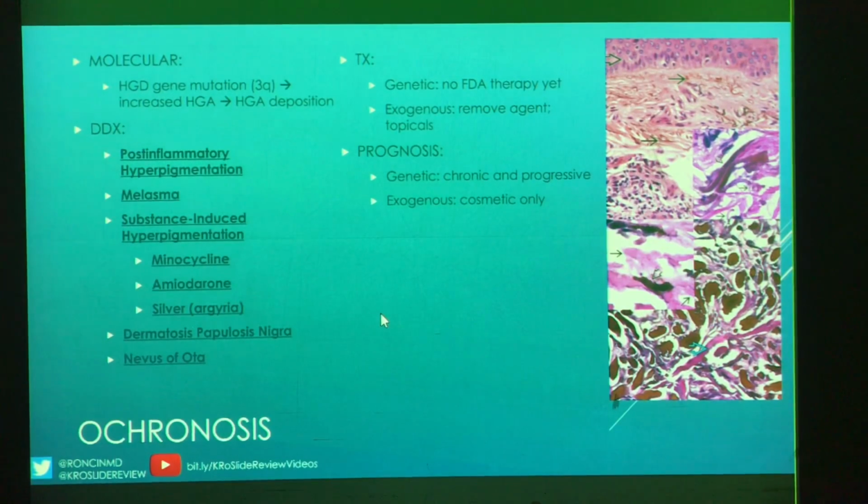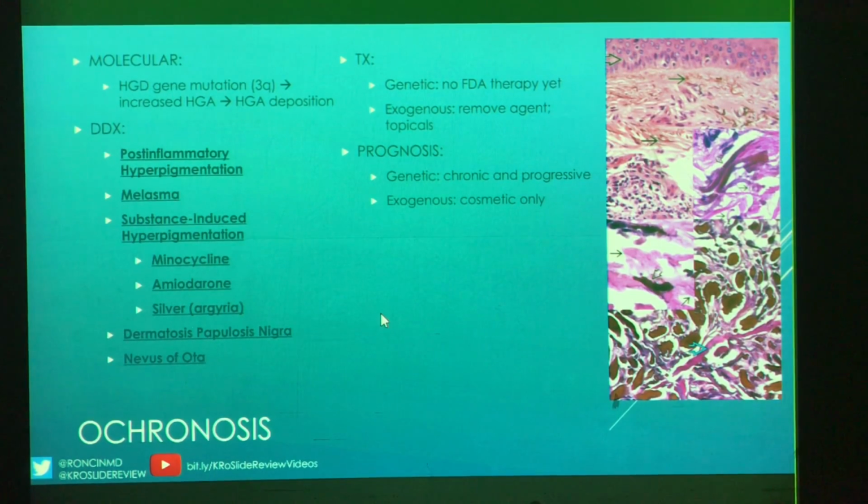The molecular, so again, when we're looking at alkaptonuria, so that's your HGD gene mutation on chromosome 3q, and what this leads to is increased HGA, and then you get HGA deposition. Your differential goes from things that are very benign like melasma, which again is pregnancy induced. There's also substances that can cause pigmentation. There's dermatoses that we didn't go over a couple weeks ago that can also cause pigmentation. And our nevus of Ota also makes an appearance because, again, these are lesions that generally involve the face, but they can occur anywhere.